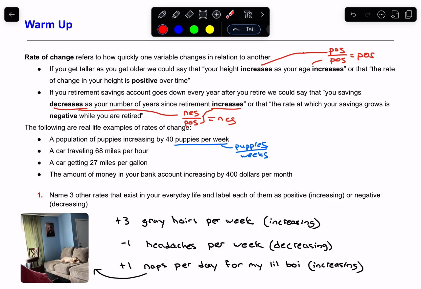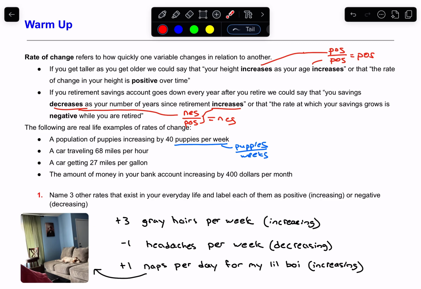Same thing with the next one, 27 miles per gallon, just means miles divided by gallons. And that simplifies to be how many miles we go on average for 1 gallon, because once you actually do the division, it simplifies to be over 1. So what I mean by that, I'll show you in this next one.